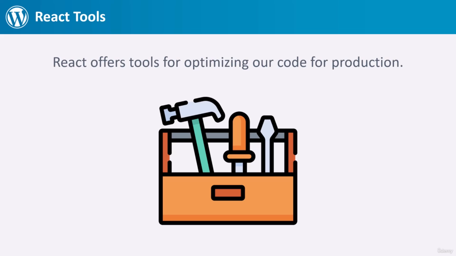React is more than a library. There's a set of tools for optimizing your JavaScript code for production. We can get the best of both worlds. Our code can be written with formatting. After we're satisfied with the results, our files can be optimized on the front end. These tools work out of the box.